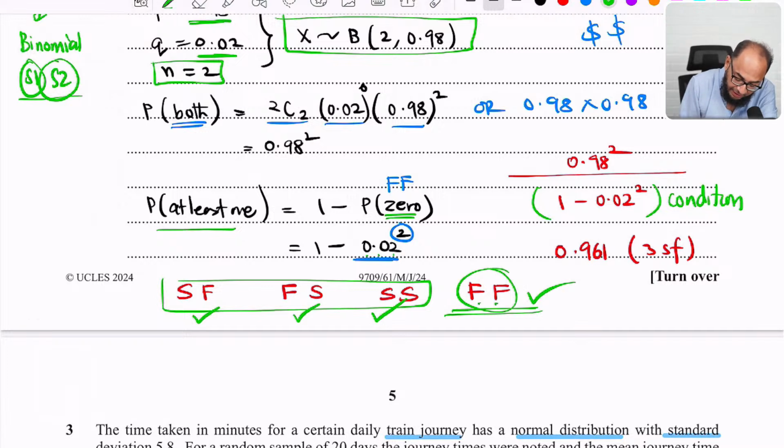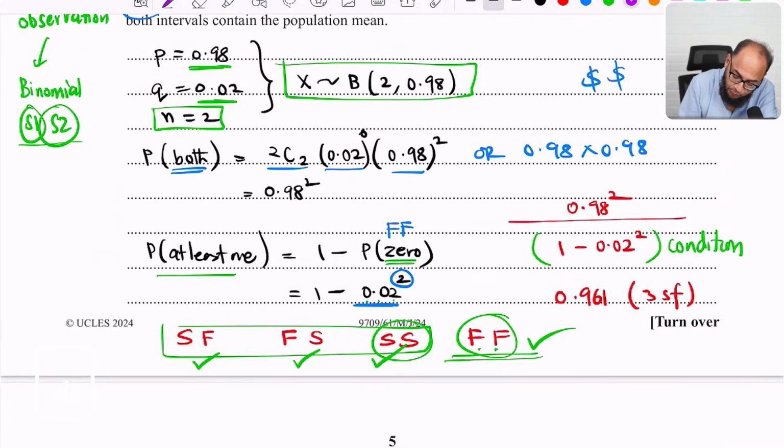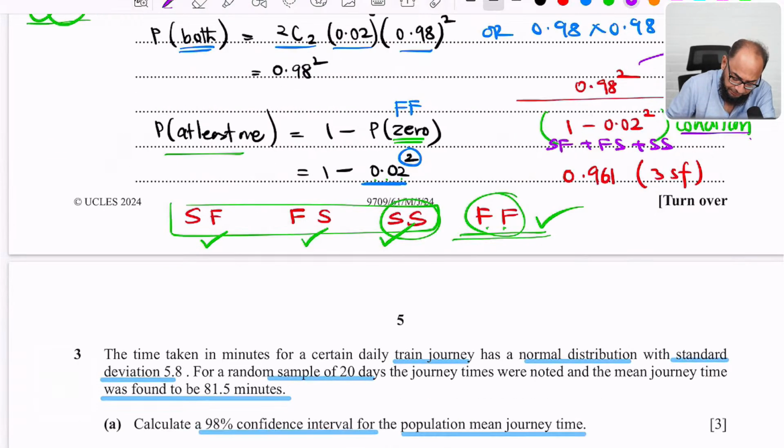Out of this, something goes up. What goes up? Success-success. So success-success goes up, and success-failure, failure-success, success-success is the condition. That is what we have learned in conditional probability: something relevant out of the condition goes up. This thing is done.